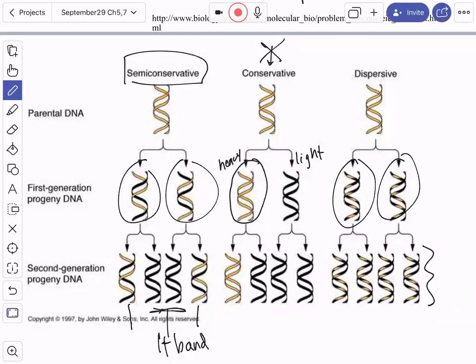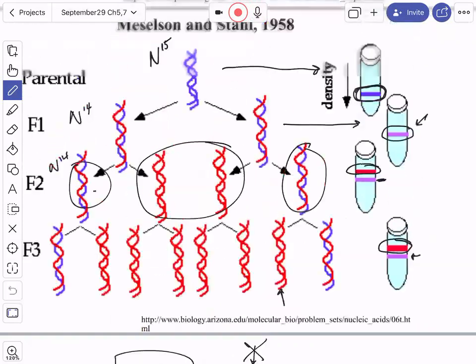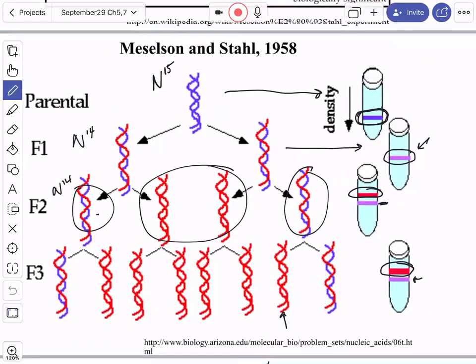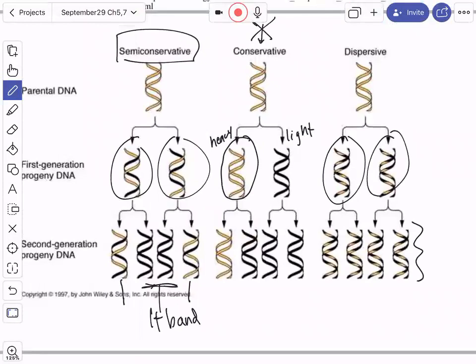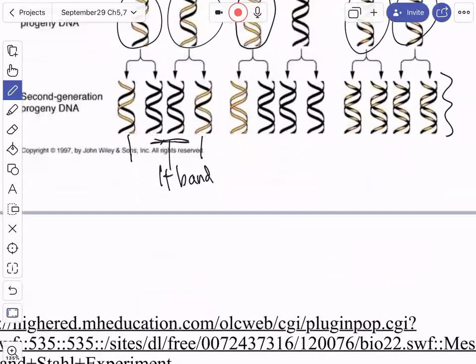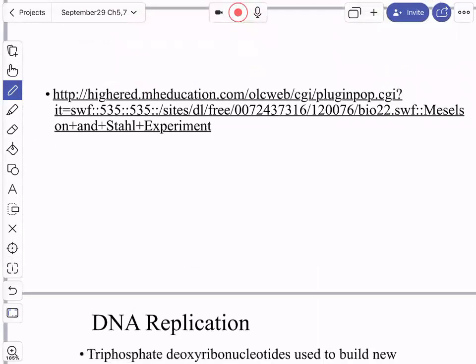Okay, so again, that's not what we see. We see the light bands and less of the hybrid. So again, the experiment proved that semi-conservative must be correct and the other 2 not. Okay. So again, that's the website there.